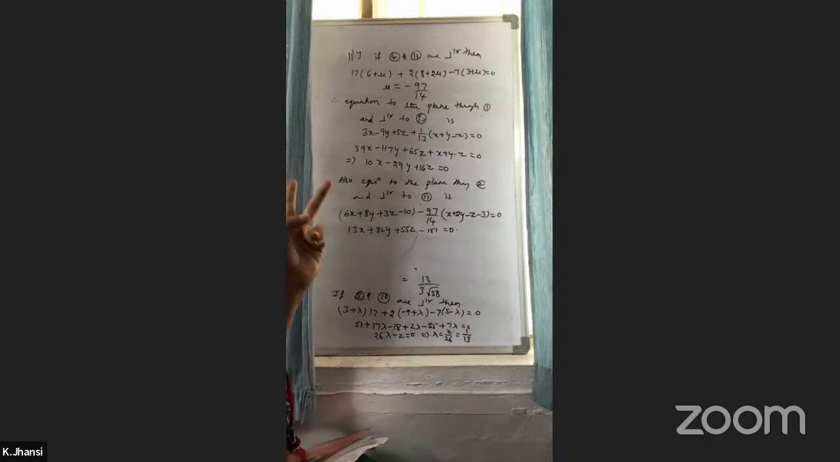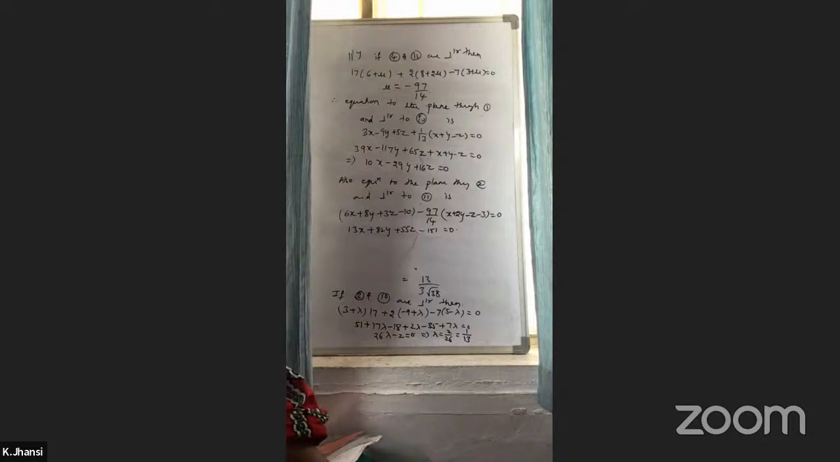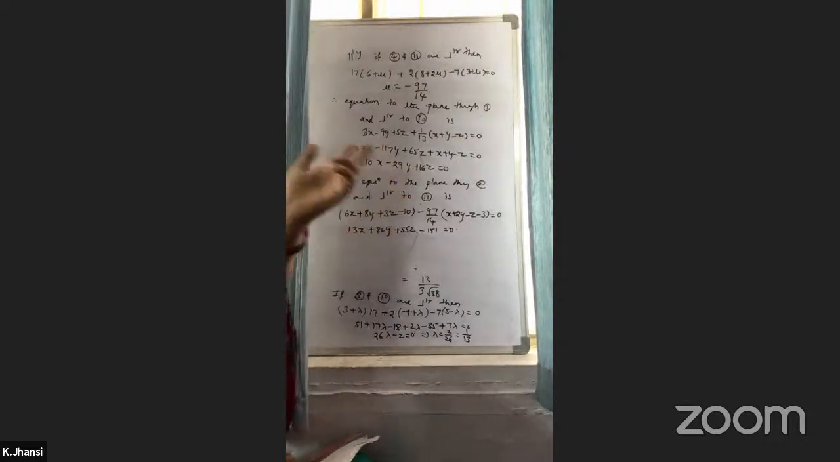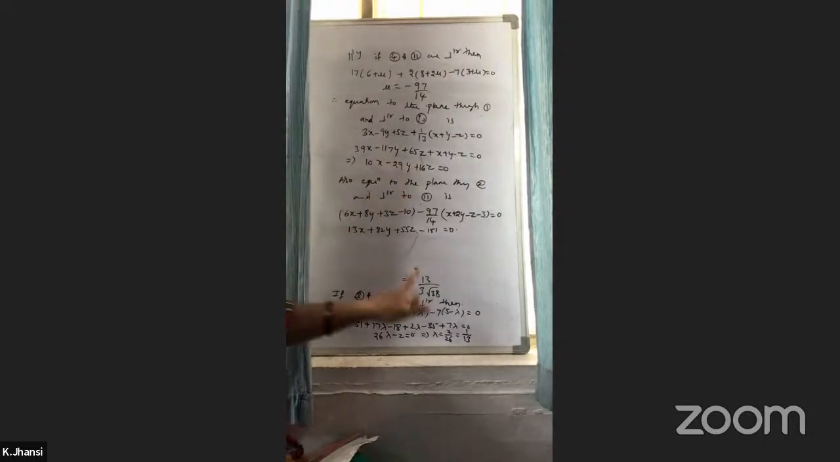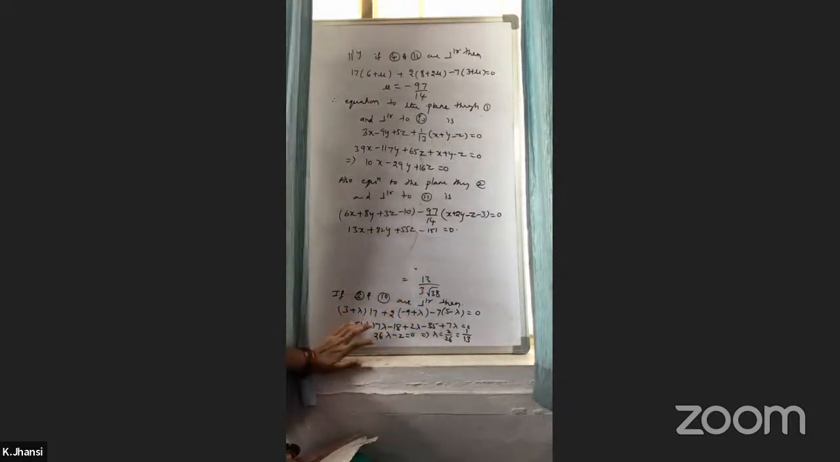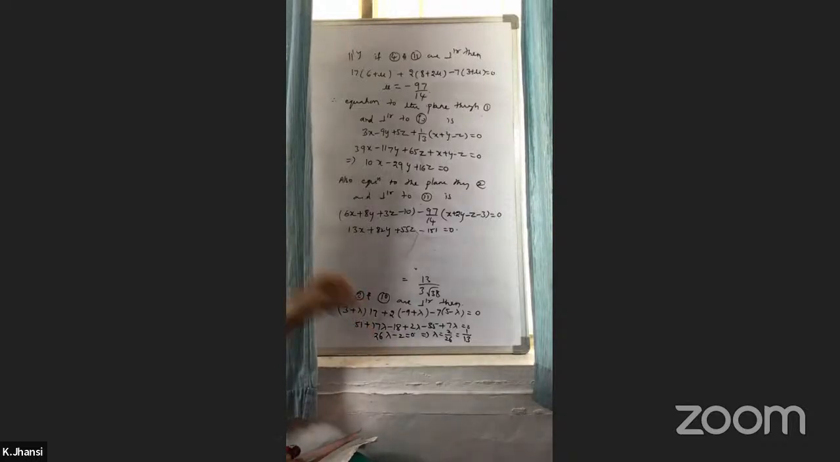So when they are parallel, we need to find the shortest distance. When the two planes are parallel to each other, the distance between the two plane equations is equal to the shortest distance. So when you find the distance and simplify, we'll get the answer, and this is the shortest distance. For finding the equations, we have to substitute the values.